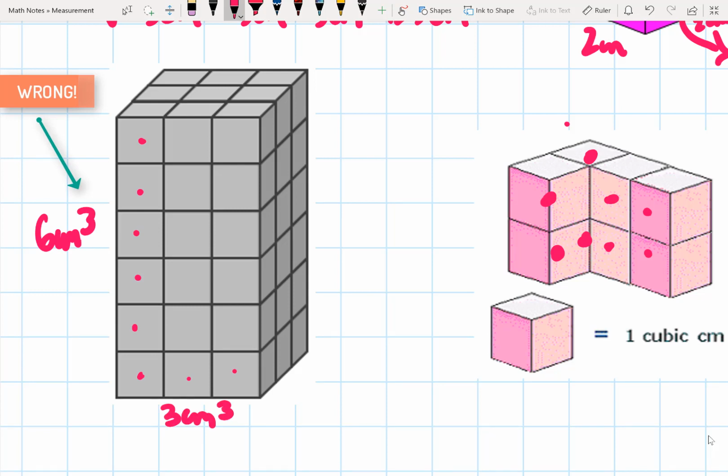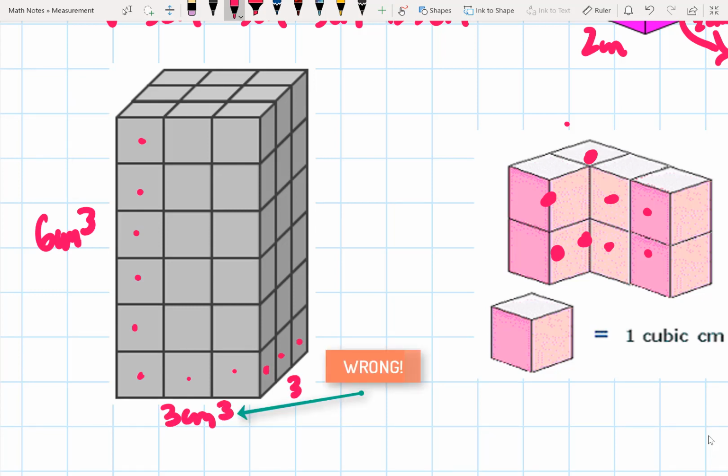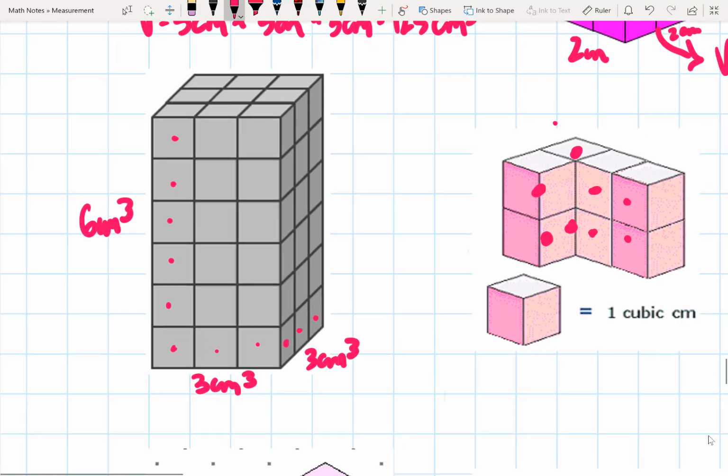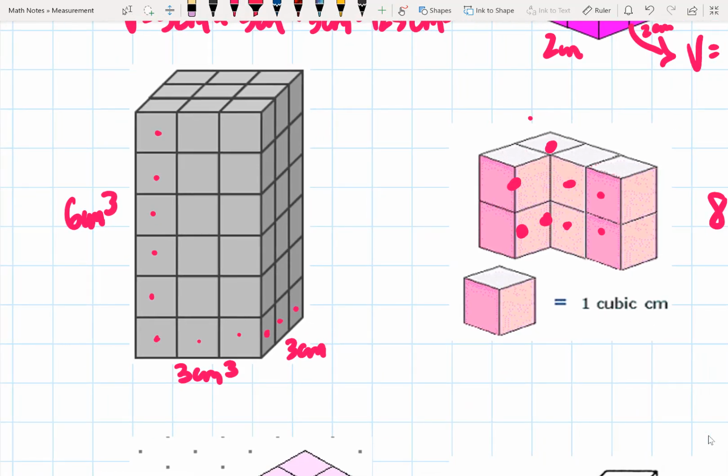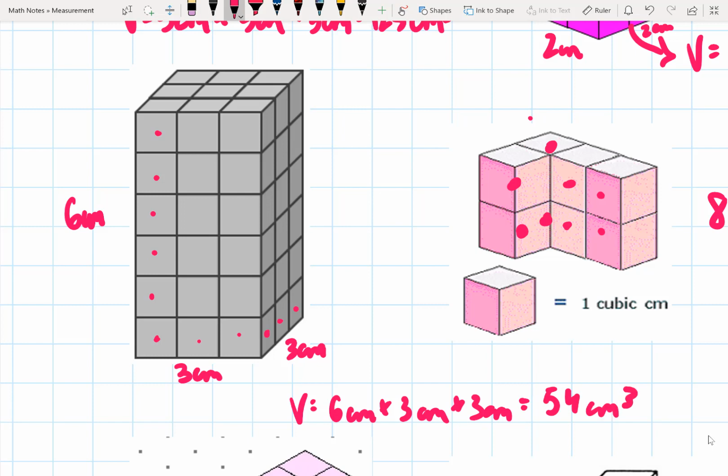1, 2, 3, 3 centimeters wide. And 1, 2, 3, 3 centimeters. No, sorry. What am I talking about? 3 centimeters by 3 centimeters by 6 centimeters. So the volume is going to be 6 centimeters times 3 centimeters times 3 centimeters, which is 18 times 3, which is equal to 54 centimeters cubed.